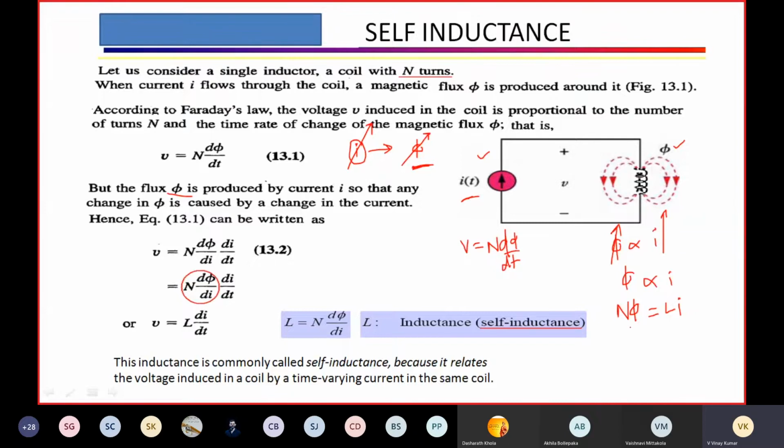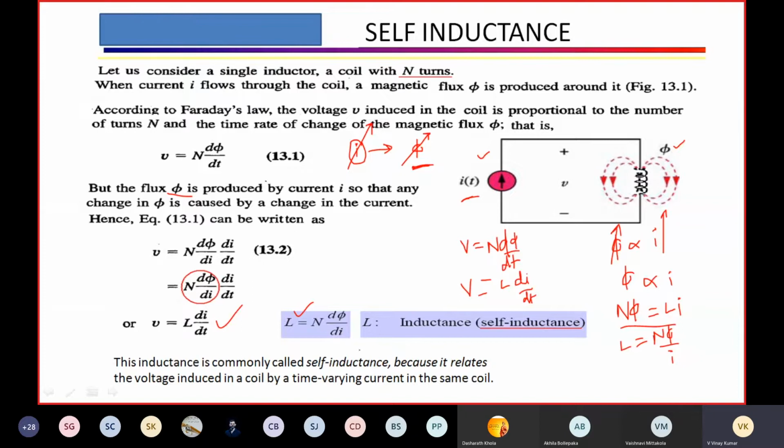In place of Nφ, I can write Li. So we get L di/dt. Voltage across the inductor will be L di/dt. So v is equal to L di/dt. Finally we get the induced EMF across the inductor, which is equal to L di/dt, where L is self-inductance. From this also we can get self-inductance: L is equal to Nφ/i.